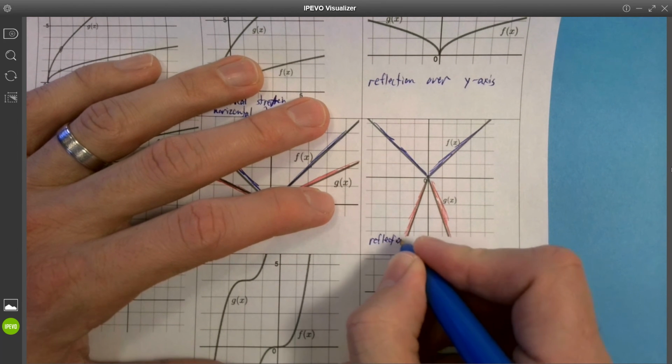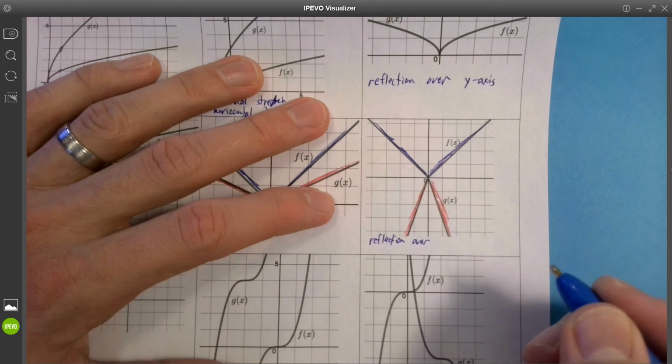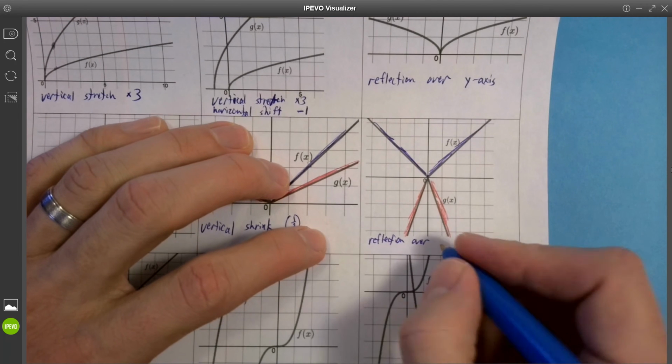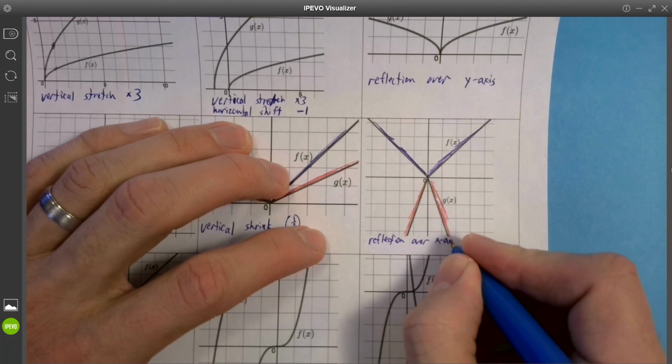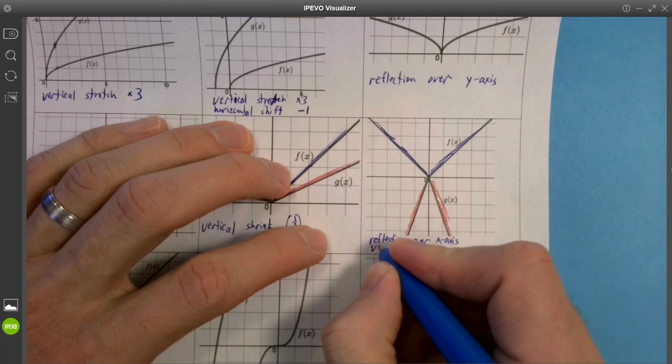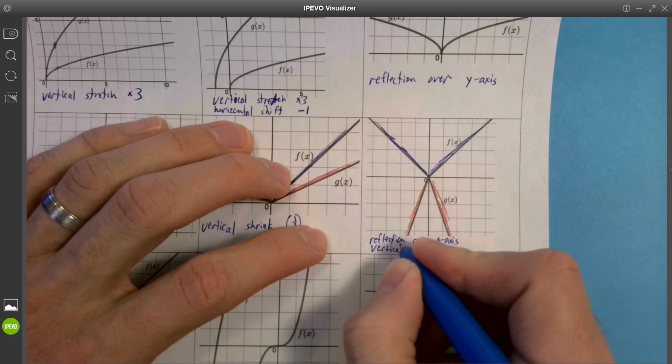It's a reflection over which axis? Well, it went from up here to down here, so it's going to be over the x-axis. And not only that, it got skinnier. That sounds like a vertical stretch to me, so vertical stretch.